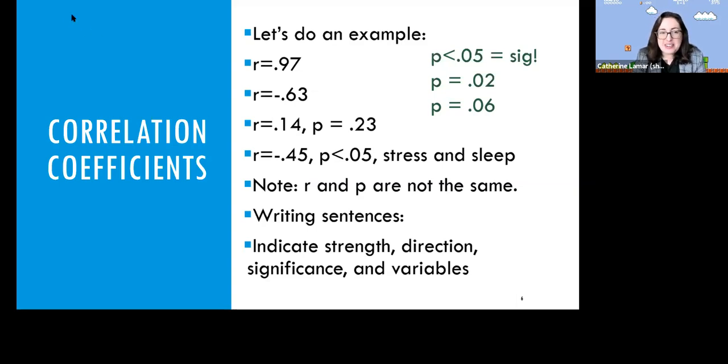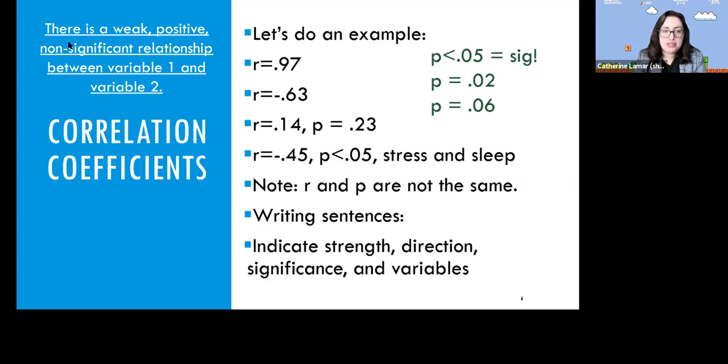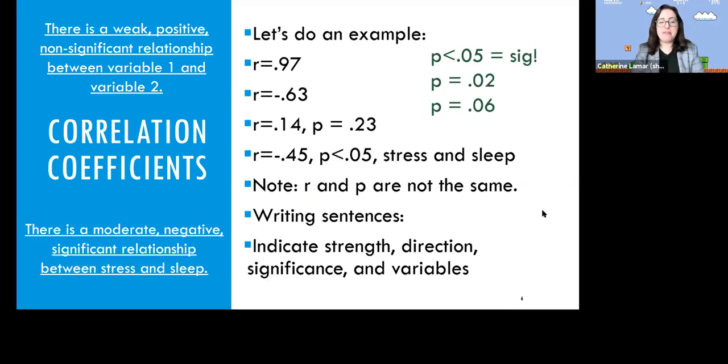Okay, so let's put the last two correlation coefficients together in sentences just one more time to make sure that we have it. Let's look at R equals 0.14, P equals 0.23 first. We would say that there is a weak, positive, non-significant relationship between variable 1 and variable 2. And that's what you see up here on the top left of this slide. Then, if we look at the second one, we would say that there is a moderate, negative, significant relationship between stress and sleep.